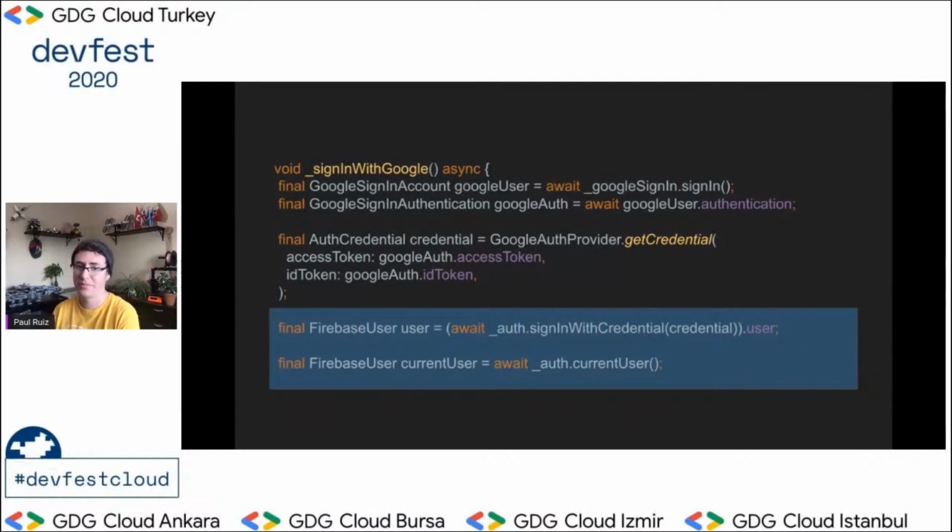Additionally, if the user has already been previously authenticated, then you can actually just retrieve the Firebase user using the current user method, which is what you see as the last line that we've highlighted here.